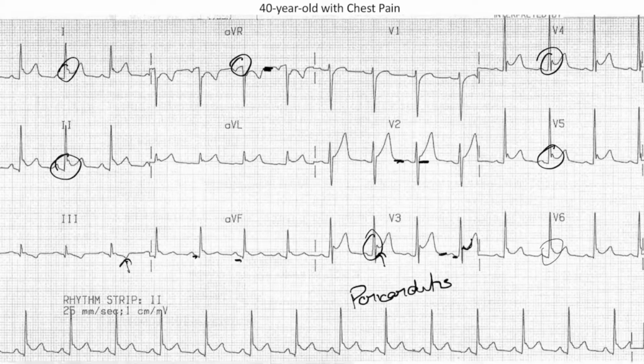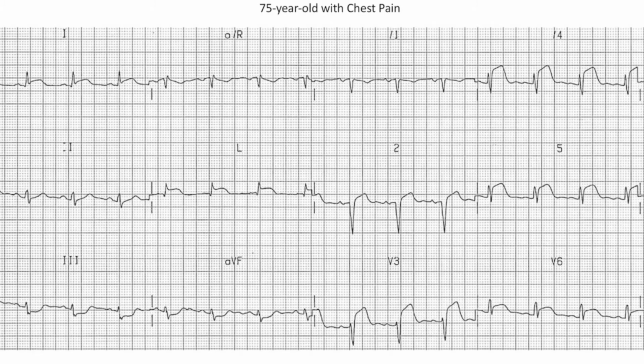Now, contrast this to this EKG, which is that of a 75-year-old presenting with chest pain. So, in this person, the rate is approximately between 75 and 100. The rhythm is sinus, the axis is about normal. And when you're looking at the wave intervals and segments, notice how in leads 1, AVL, V2, V3, V4, V5, and V6, you see ST elevation.